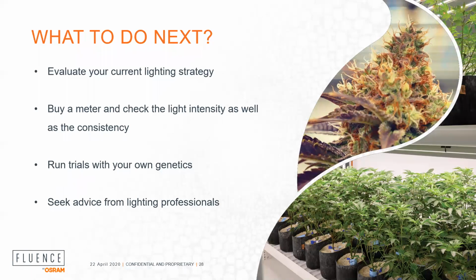Then the next step that I recommend is to run trials. Running trials with your own genetics is a very important thing. Like we talked about, there's an extreme high amount of genetic diversity within cannabis, right? And so what works for my Sour Diesel might work completely different for your Sour Diesel or for your Blue Dream or for your Purple Punch, right? And so running trials with your own genetics to understand how the light levels are affecting your crops is a very important thing. And then record all that data.